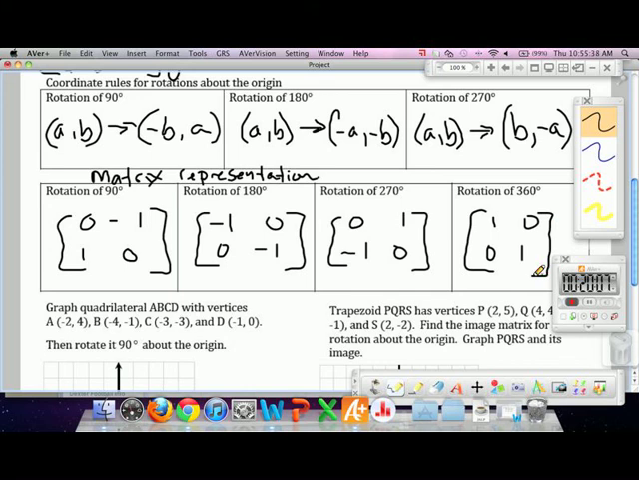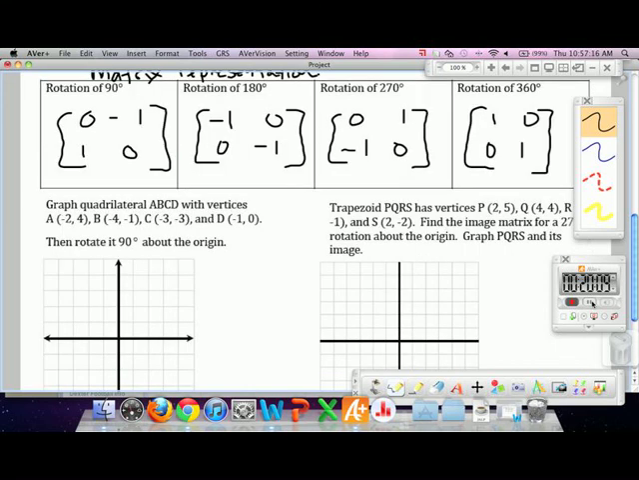1, 0, 0, 1. So we got a couple examples here. You can do whichever you'd like. I recommend doing at least one of these using matrix representation. I have one that doesn't ask you explicitly to use matrices; the second one does. So I would practice at least one, if not both, using matrices because that is kind of a new way to think about these.